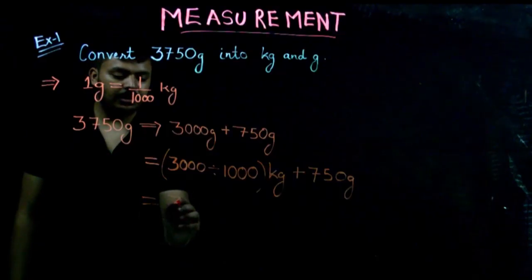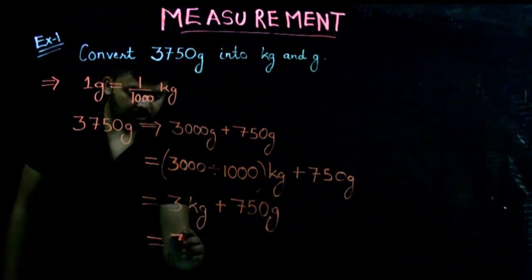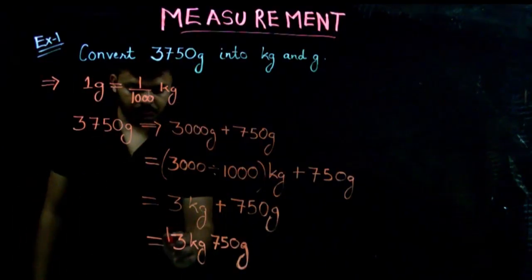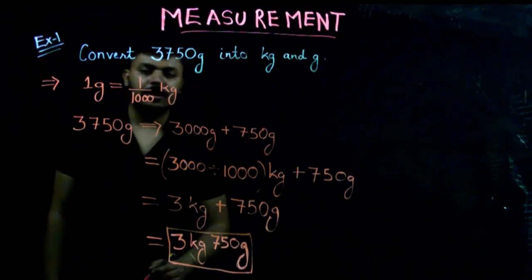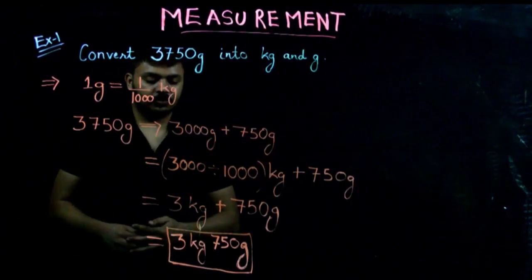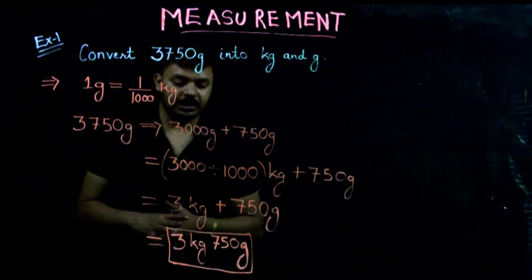So we get 3 kilogram plus 750 gram goes to 3 kg 750 gram. So I hope students, in this way we convert the given grams into kilogram and gram. So I hope students you have understood how to convert the given grams into kilogram and gram.